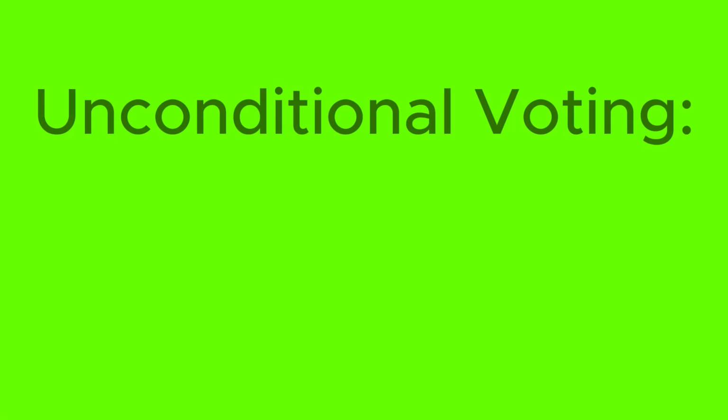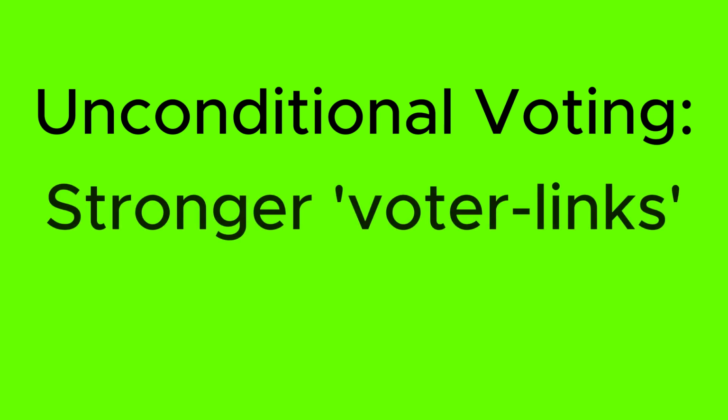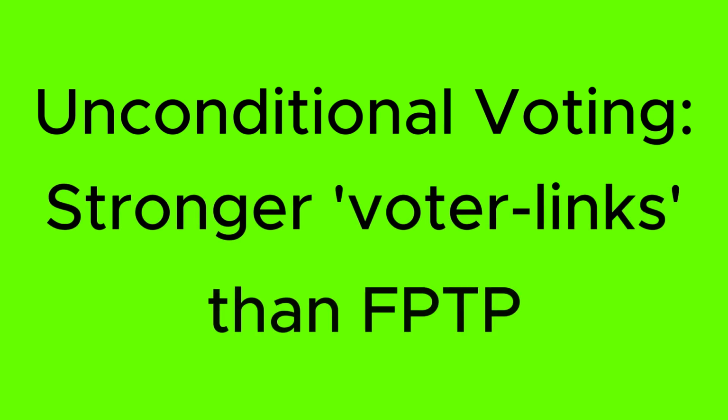Unconditional voting would give less churn of MPs, as incumbents would only lose their seats because they are unpopular, not because of local and national swings in their party's popularity, as is usually the case with first past the post. This greater familiarity with local MPs would strengthen the voter links compared to first past the post, as well as allowing more effective governance due to the greater experience of parliamentarians.